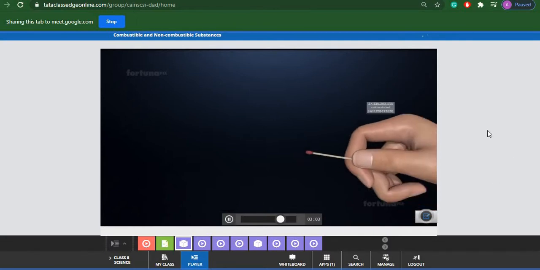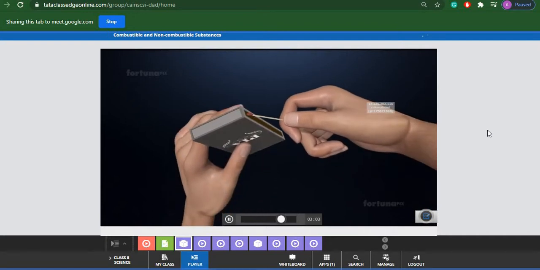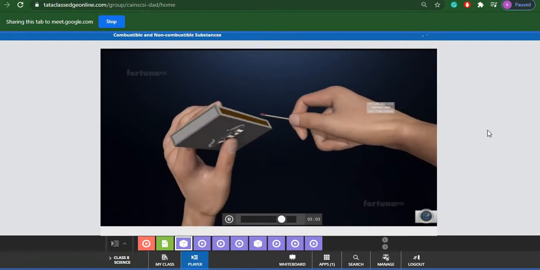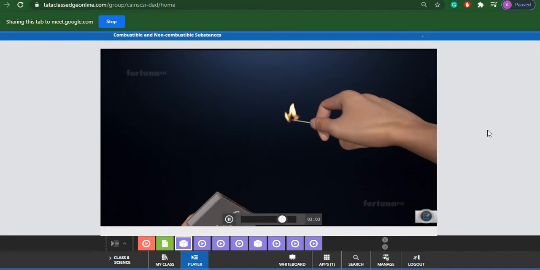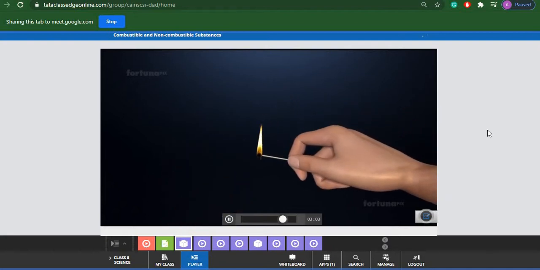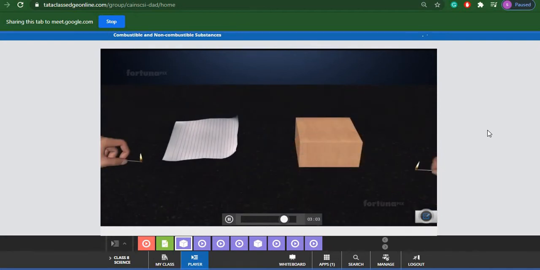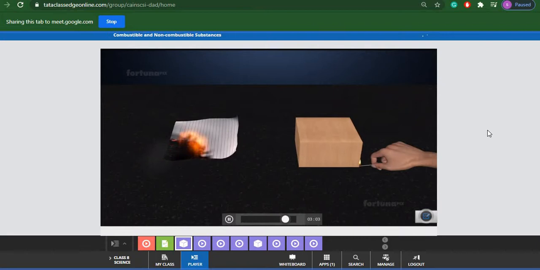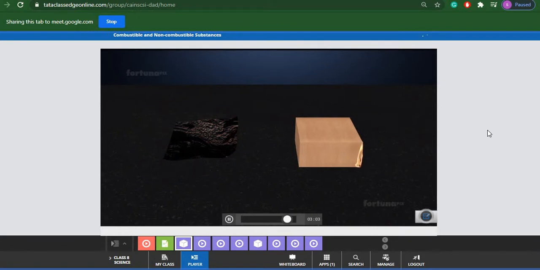A matchstick is struck against a rough surface on the matchbox because the friction raises the heat to the ignition temperature required for the head of the match to catch fire. Paper has a low ignition temperature and will catch fire more easily than wood, which has a higher ignition temperature and will take some time before it begins burning.